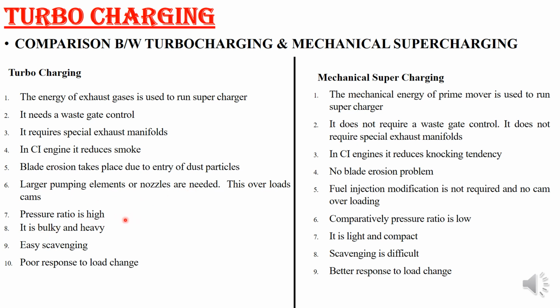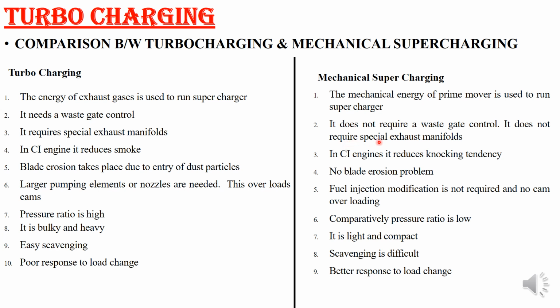Pressure ratio is high. We can achieve a higher pressure ratio compared to a supercharger, and it is bulky because there are two components, the turbine and the compressor, and the wastegate controller mechanism is there. So many things will be there, hence it is bulky and heavy in nature, and easy scavenging can be obtained in turbocharging compared to the supercharger, and poor response to load change. Whenever the load changes, the response will be very poor in turbocharging when compared to supercharging.